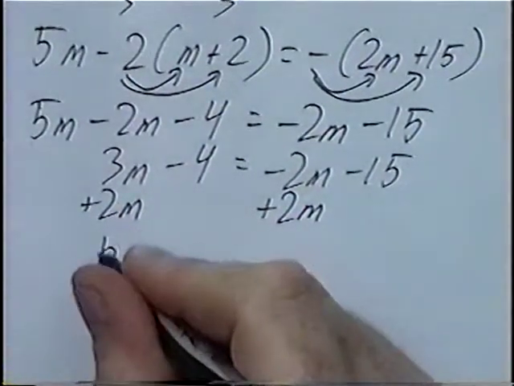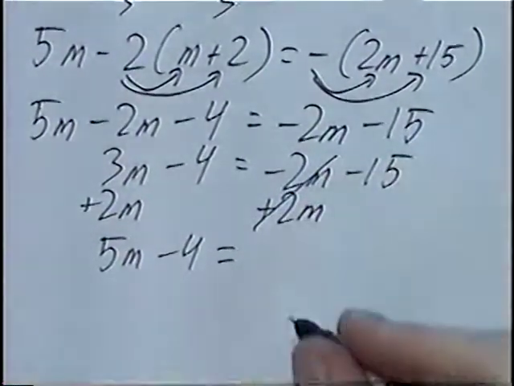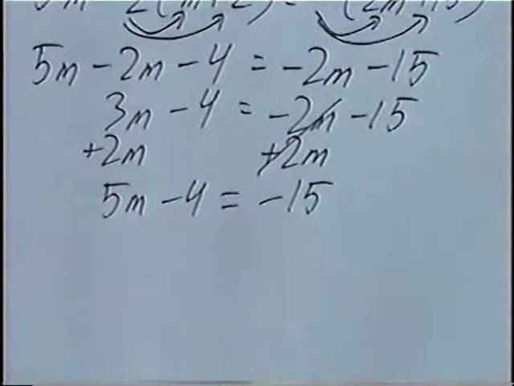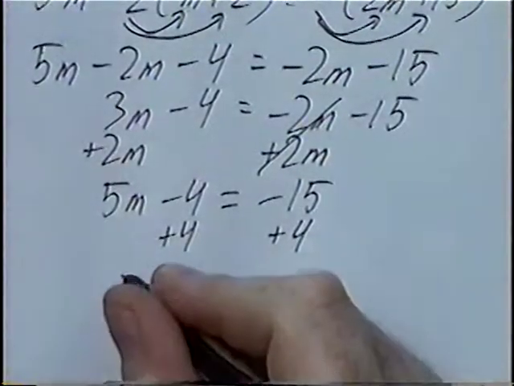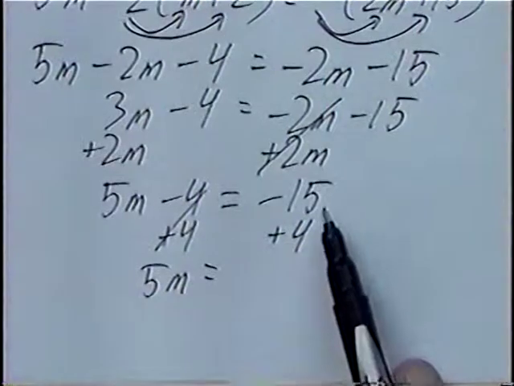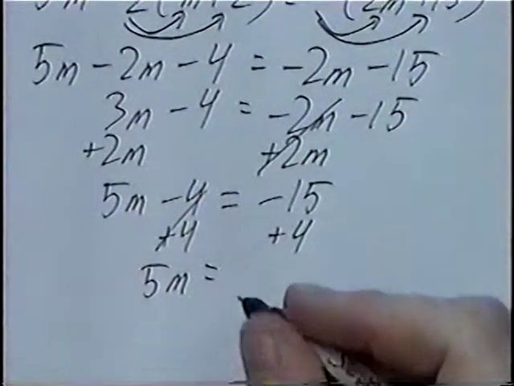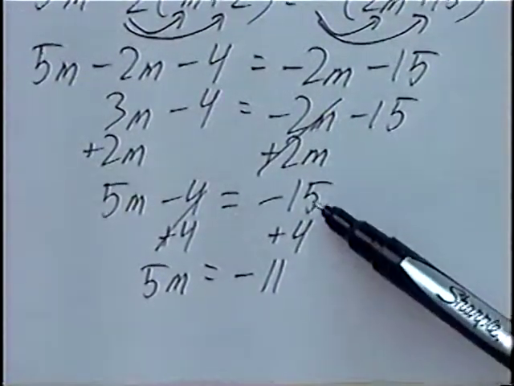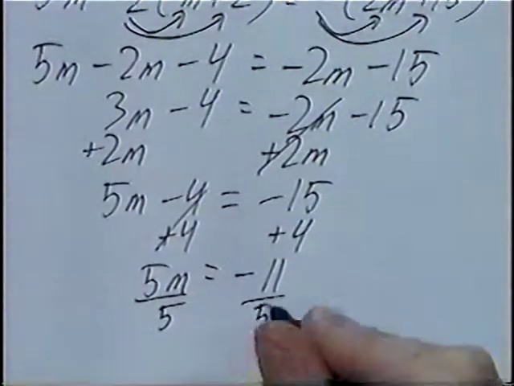3m plus 2m would be 5m minus 4 equals negative 15. Adding 4 to both sides. 5m equals negative 15 plus 4 would be negative 11. Different signs, subtract. 15 is bigger, so we have negative for the answer. And last step, divide by 5.